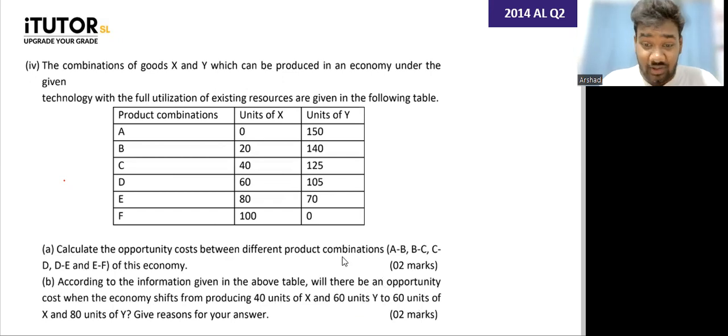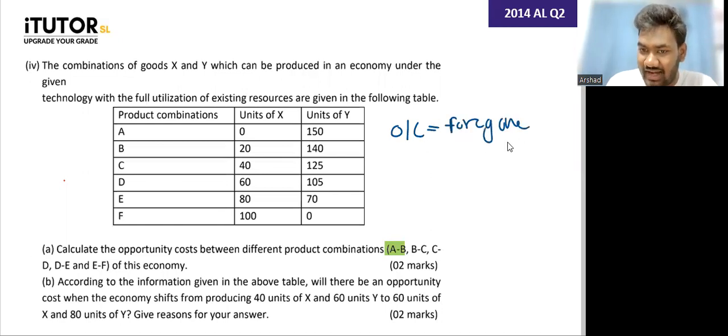Okay. So can you all quickly calculate, because I'm not going to do the calculation for you all. I'll just do one calculation for you. So how do you do this? Opportunity cost when moving from point A to B. At point A, you're producing 0 units of X, 150 units of Y. So how do you find marginal opportunity cost, guys? It is your foregone units, how much you forego divided by your gained number of units.